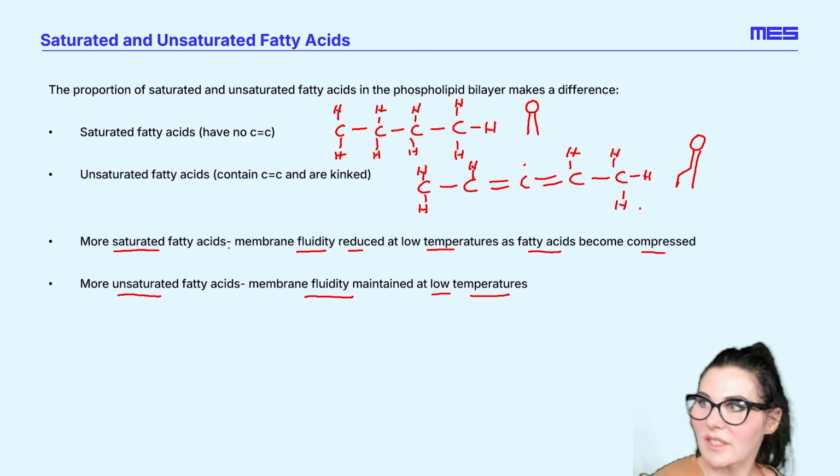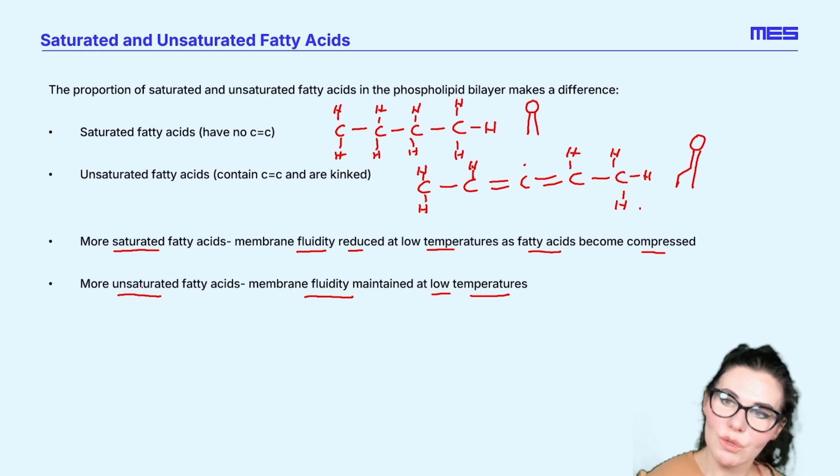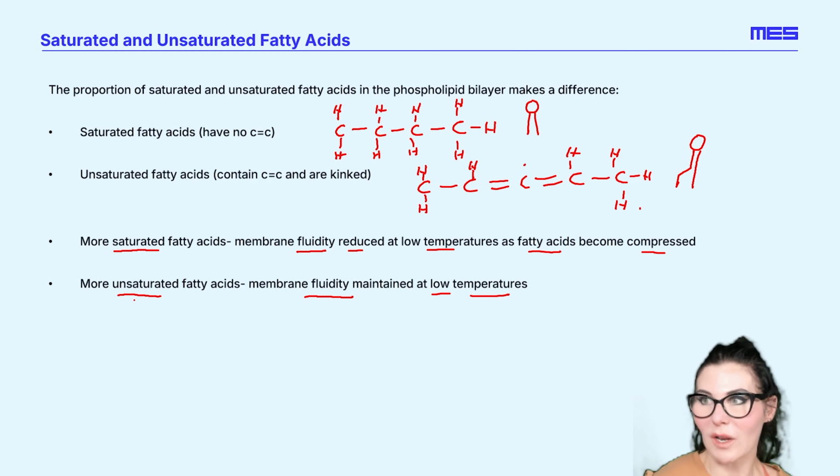So the saturated fatty acids are there to kind of stop too much fluidity. Unsaturated fatty acids maintain a bit of fluidity because they don't become as compressed at the low temperatures. They therefore enable the phospholipid tails to keep a little bit of flexibility and things can therefore move through. So it's kind of like a happy medium of having the 2 types of fatty acids within the phospholipid tails.